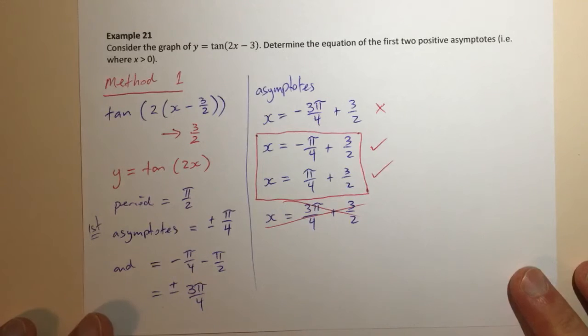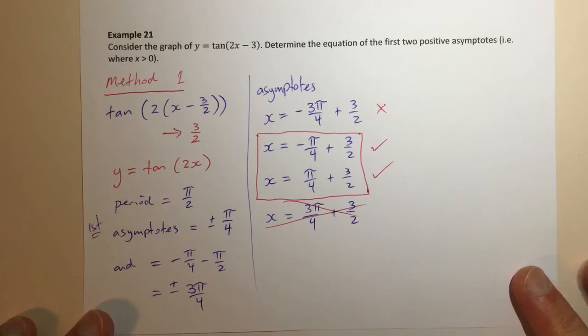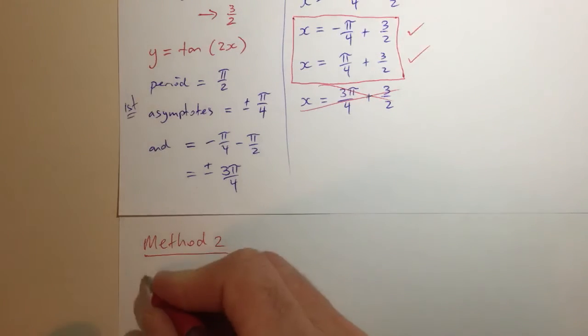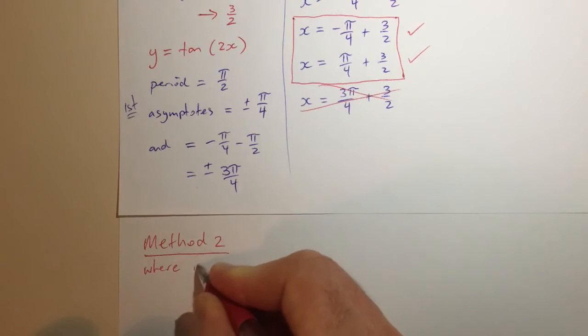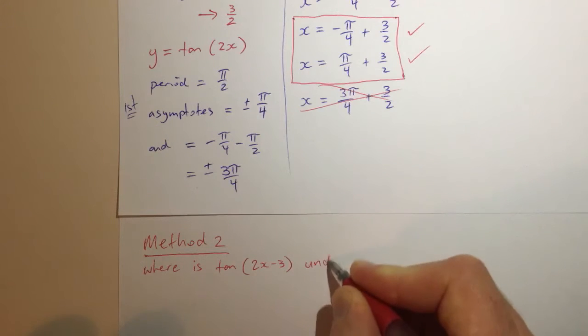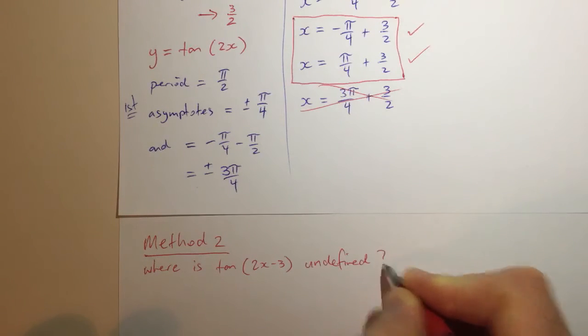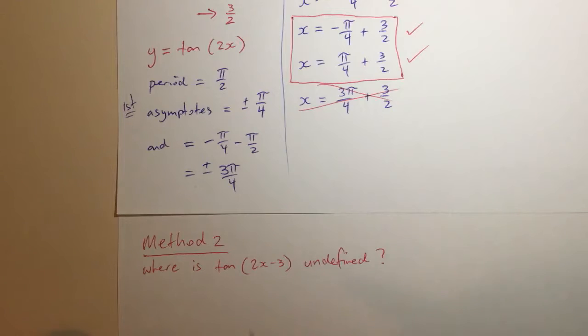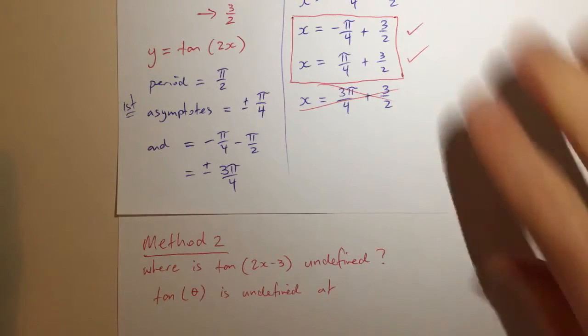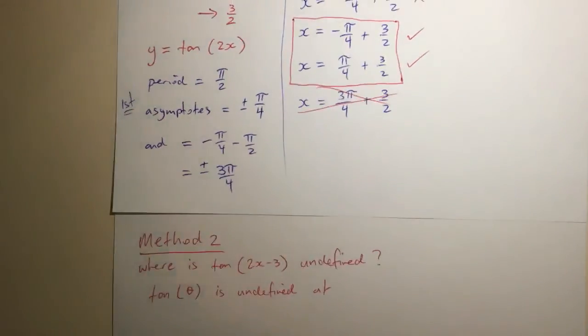Another way of thinking of this: we know that asymptotes occur where we have an undefined value. So with method 2, the way we're thinking of it is, where is tan of 2x minus 3 undefined? Well, if you think about tan theta, tan theta is undefined at, let's go to the unit circle here to help us out.